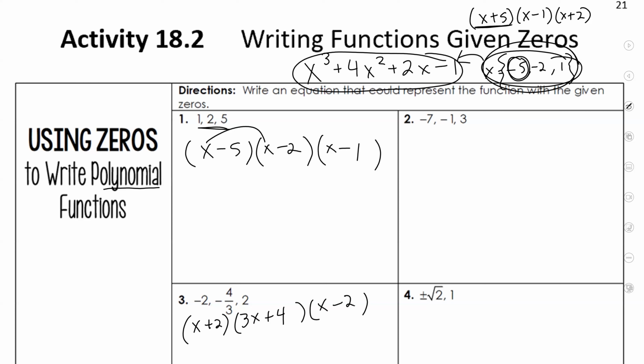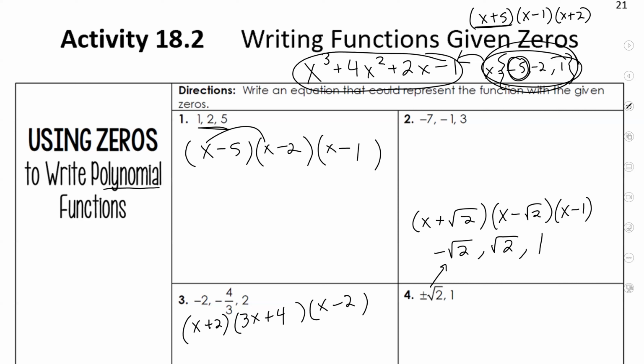Number 4. Guys, all they did is they just combined this. So it's really negative square root of 2, a positive square root of 2, and a 1. Okay? So let's go backwards. What are the factors associated with this? X plus the square root of 2, then x minus the square root of 2, and then x minus 1. Those would be the factors for number 4.